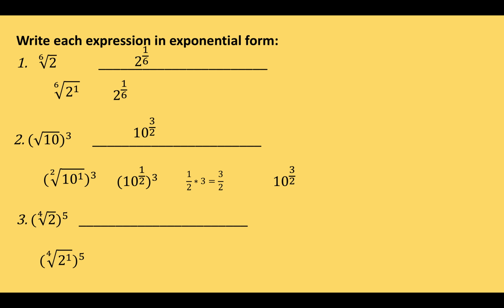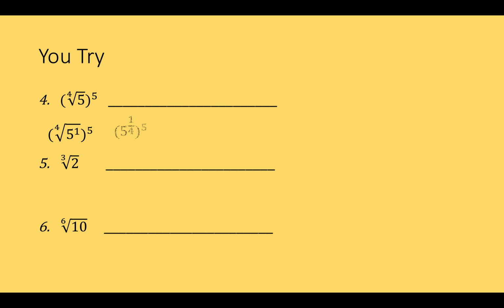Now for 3, we're going to deal with the inside first. So we're going to have 2 raised to the 1/4 power, and then we're going to multiply that 1/4 by 3, so we get 3/4. So our 2 is raised to 3/4. Pause the video and try these 3. Your answer should have been similar to this.